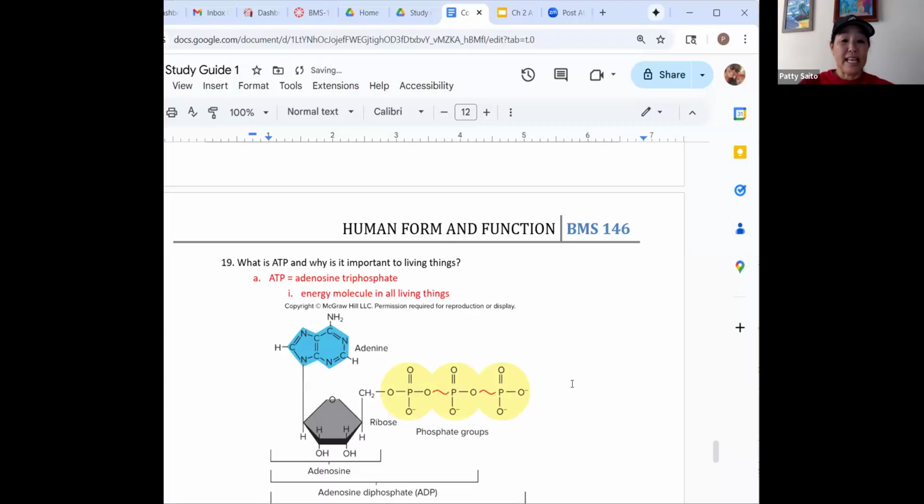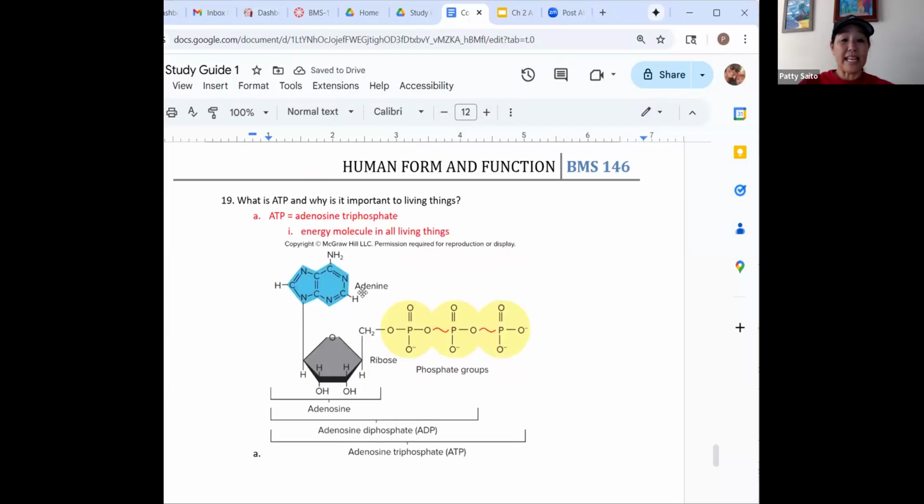Here is what an ATP looks like. It's an adenosine, but it's got an adenine and it's got 3 phosphates on it. There's something called adenosine diphosphate. So how do you get energy out of ATP? You get rid of a phosphate. When you remove a phosphate, it becomes adenosine diphosphate and you get energy out of it. That's how you utilize that energy.